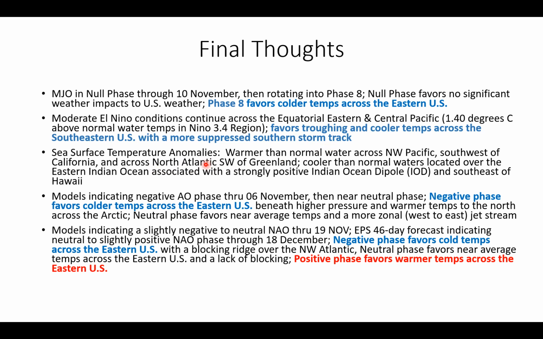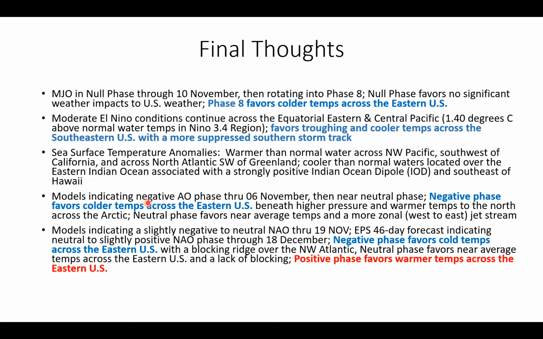Sea surface temperature anomalies outside of equatorial Pacific areas: we're seeing warmer than normal water across the northwestern Pacific, southwest of California, and also across the North Atlantic, southwest of Greenland, as I mentioned, in association with a positive AMO. We're seeing cooler than normal waters located over the eastern Indian Ocean. That's associated with that strongly positive Indian Ocean dipole, IOD, and also cooler than normal waters southeast of Hawaii.